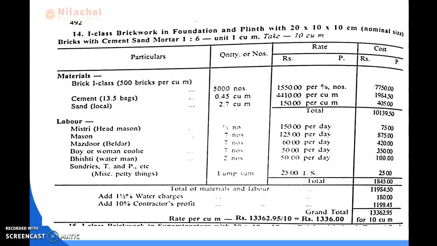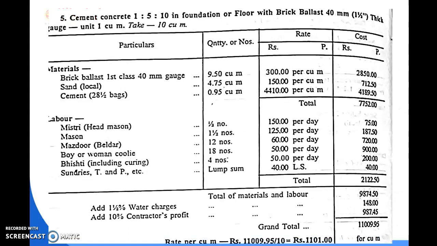Okay. Then we discuss the calculation process of first class brickwork or cement concrete part. Here, for the cement concrete 1:5:10 in foundation or floor with brick ballast 40 mm gauge, 1.5 inch thick, the unit is 1 cubic that we take. Then here we consider 10 cubic, because the material requirement is found on the basis of 10 cubic. So we first take 10 cubic, then we define the 1 cubic value.